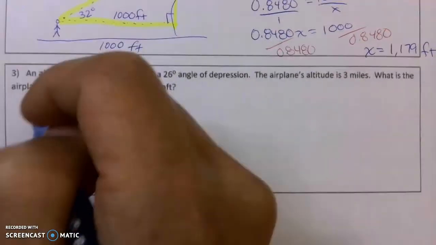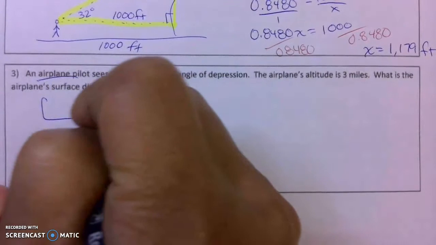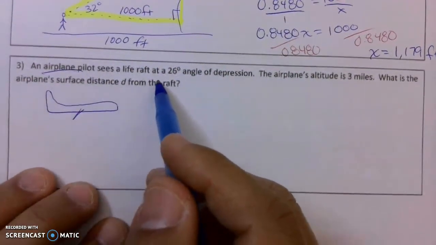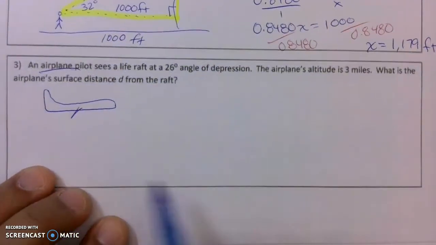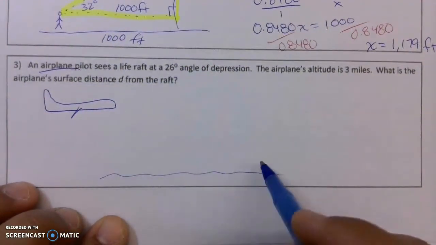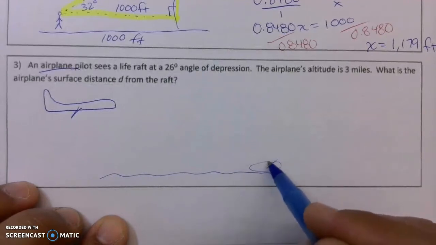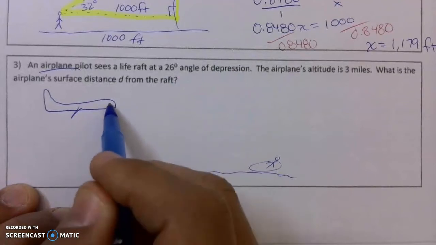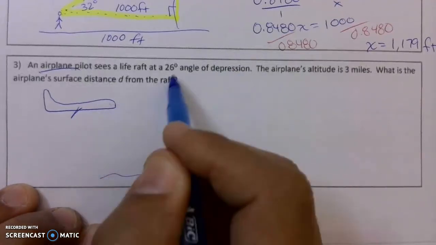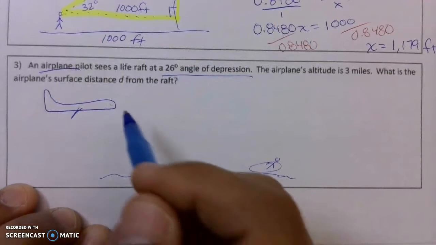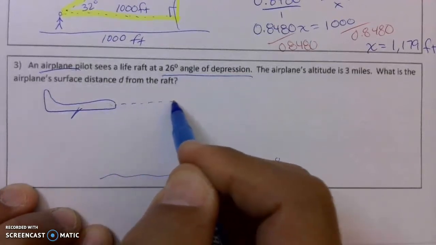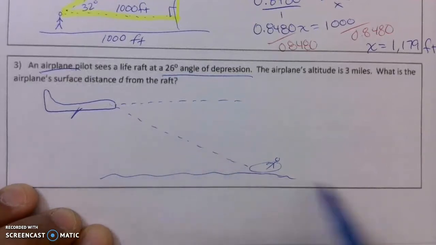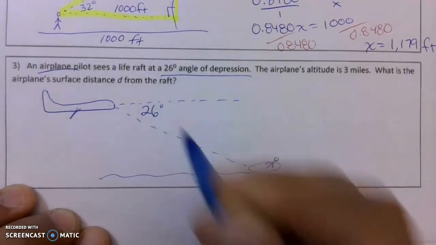An airplane pilot. So let's assume this airplane is in the air. And this airplane pilot sees a life raft at a 26-degree angle of depression. So he's flying around, and then there's this poor guy suffering in the middle of the ocean here. And the airplane guy can see this guy in the life raft. Sees it with a 26-degree angle of depression. So that means you go straight out, which is called a horizontal, and then he looks down and he can see this guy. 26 degrees right there.